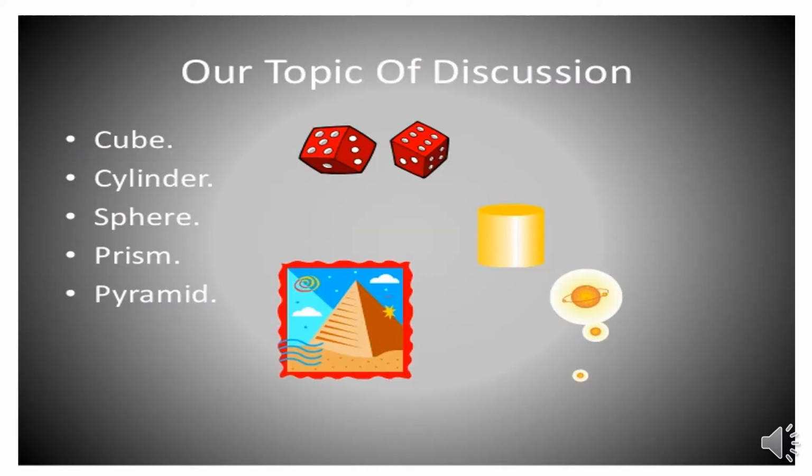Our topic of discussion, we are going to discuss about cube, cylinder, sphere, prism and pyramid. Okay students, we are going to cover these 5 topics in this lesson, right? And you can see the picture, the objects in front of the shapes.